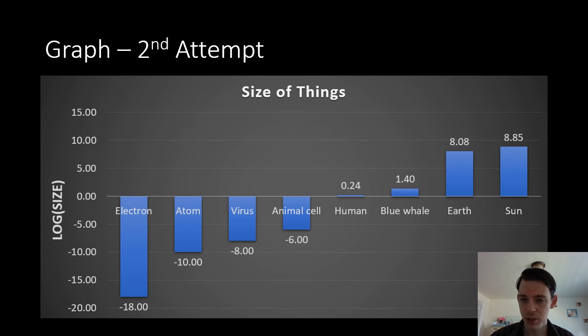Similarly, humans and blue whales appear to be relatively close to each other as well, compared to, say, a human versus an animal cell. So these types of graphs are useful for comparing things that are of vastly different scale, and we will use them plenty when we're talking about acids and bases.